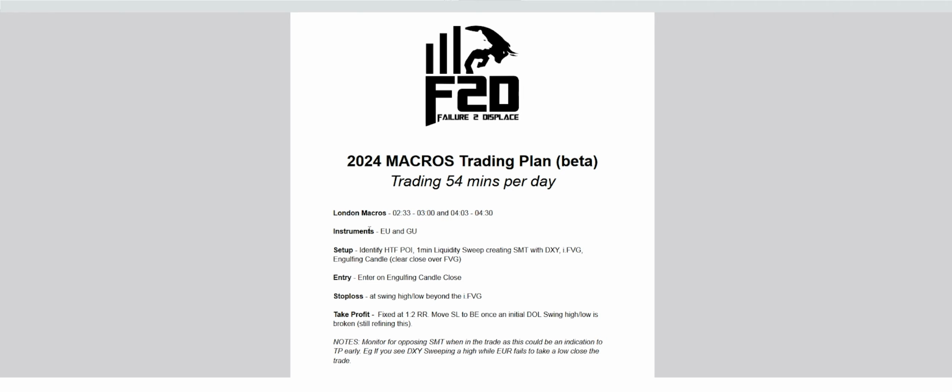The instruments that I'm trading in the London macros are EU and GU. So this is EURUSD and GBPUSD. And my setup is going to be identifying higher time frame points of interest. So I'm looking at the 1 hour and the 15-minute time frame to identify potential areas where my setups may occur. When we reach these higher time frame points of interest within my macro time windows, I'm looking for a 1 minute sweep of liquidity, and that sweep of liquidity needs to create SMT with the Dixie. So I'm monitoring two charts. I'm monitoring the euro or the pound chart alongside the dollar chart.